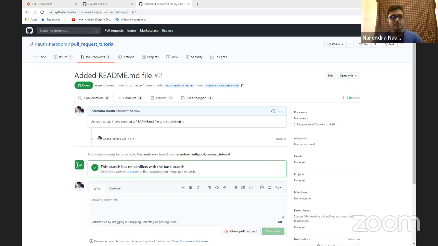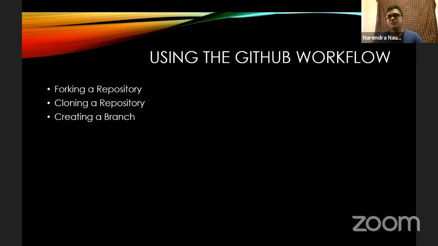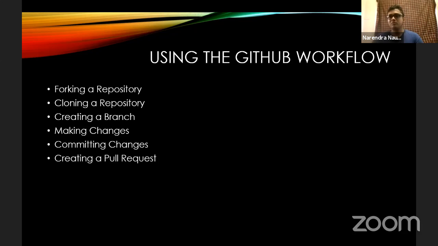So going back to the slides, we went through the various steps of forking a repository, then cloning a repository. We created a branch, the read branch. We made our changes by adding the readme.md file. We committed our changes and set a message to it. We created our pull request. So that's essentially how you would contribute to online or open source projects available. That would be the workflow.